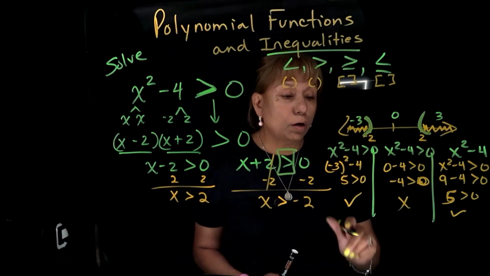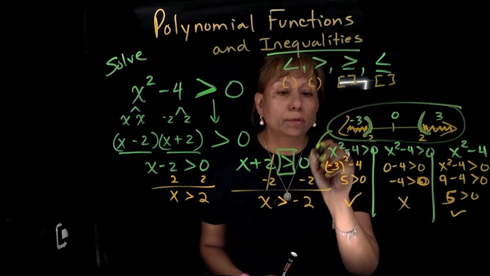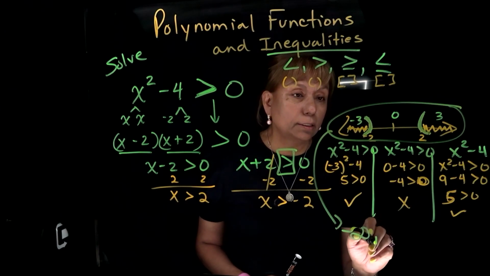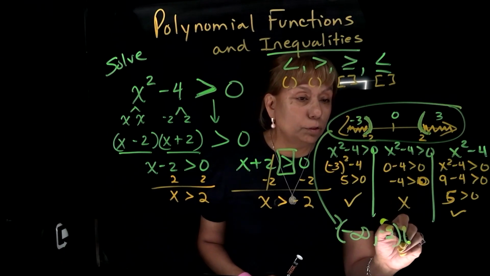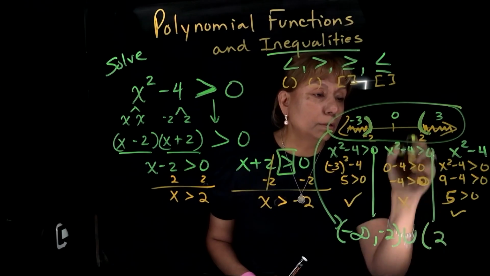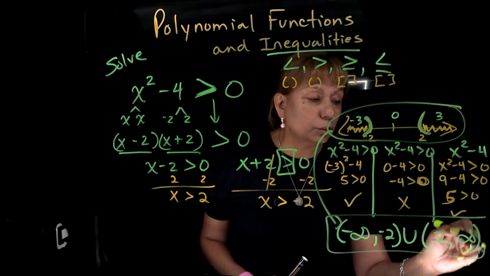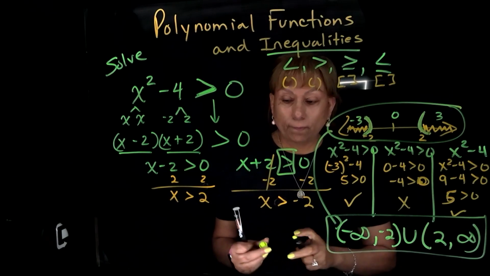If you recall, interval notation is pulling it off the graph. So that means we're going to have negative infinity, and it's going to stop at negative 2 with a parenthesis. Then we use the union symbol, or. It picks back up at 2, and heads out to positive infinity. So this would be our solution to x squared minus 4 greater than 0.